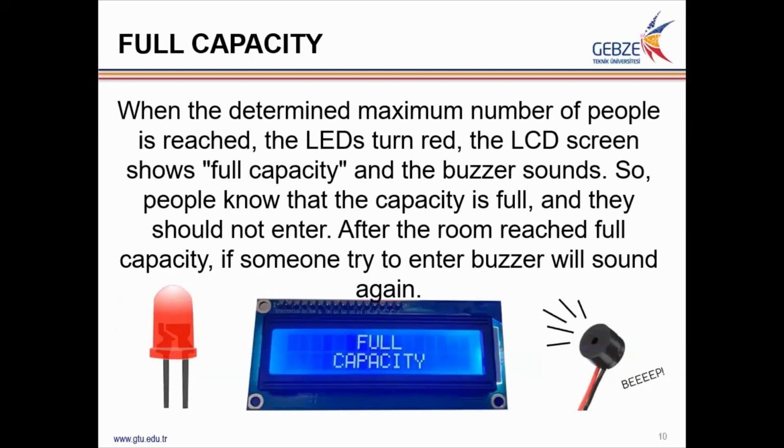When the limit is reached, the LED turns red and the LCD screen displays a full capacity message. After that, the buzzer will beep. That's why people who want to enter the place know that the place is over capacity. After the place reaches full capacity, if someone tries to enter, the buzzer will beep again. These 3 slides were the theoretical description of our project. Let's look at the implementation of our project in the next slide.